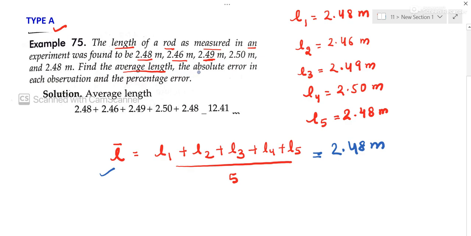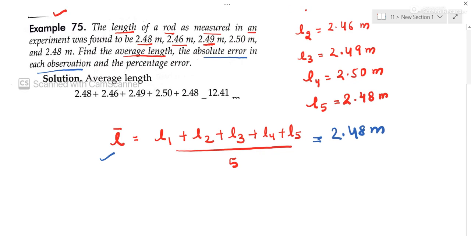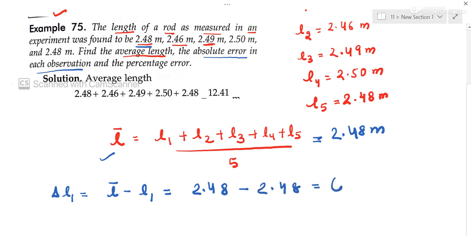Now getting to the next part, absolute error in each observation. So we'll have to find the error in the first. It will be mean value minus first value. So what is your mean value? 2.48. And what is your first value? We can see it's 2.48. So it is 0. Write with unit. Otherwise marks for unit will be deducted.